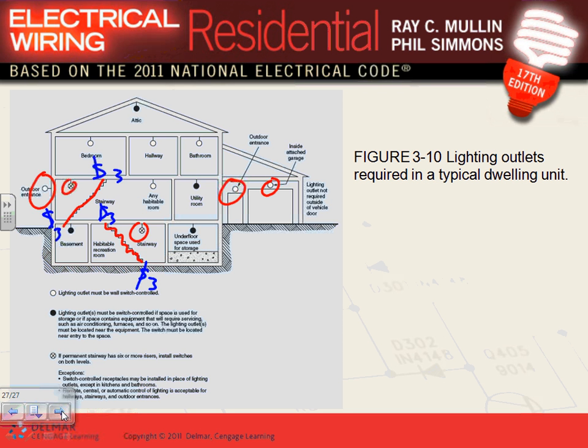Any habitable space needs a lighting outlet. Your lighting outlet in the living room could be a switched receptacle or a lighting fixture. If you don't have one in the ceiling, you don't have a lighting outlet, and that's against code. You have to have something. Yes, sir. Or can you just have plug-in lamps?